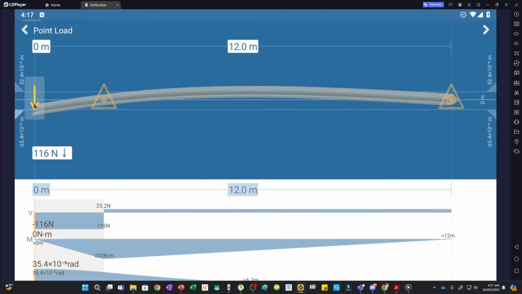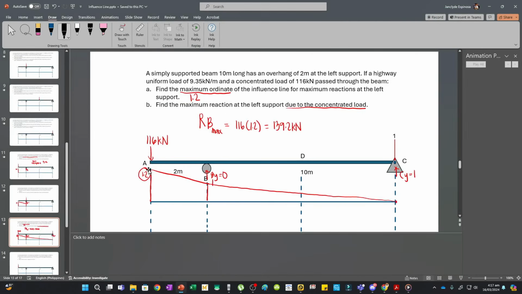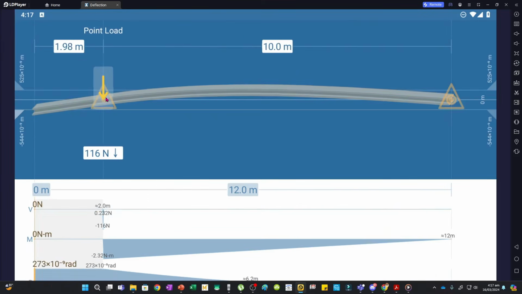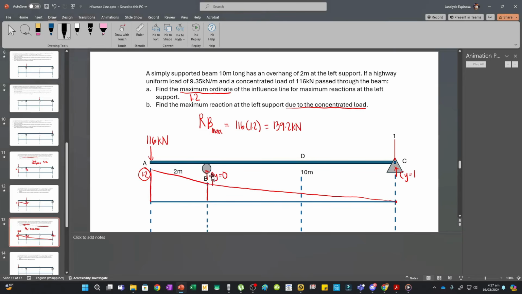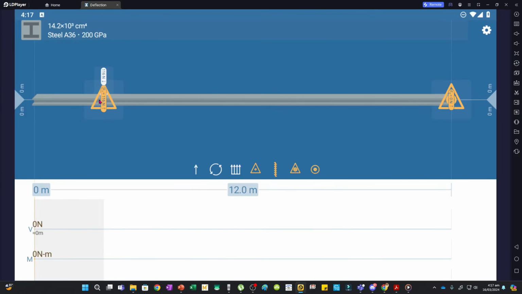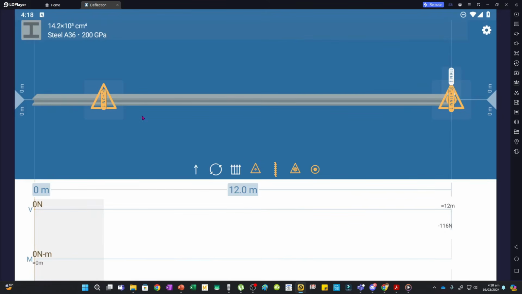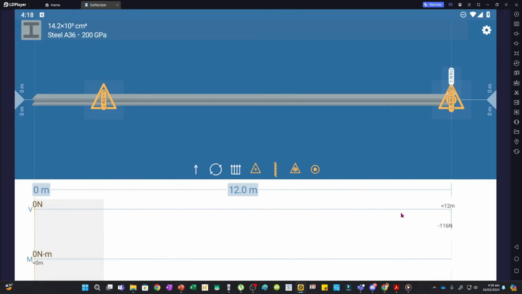Now if we move the concentrated load at any point along the span, then the reaction here must decrease according to our influence line, because it's actually decreasing here. And so if we move this directly over the support, then we have a reaction of 116 kN. Now if we relate that here, the ordinate at this point is 1, and so 1 times 116 will give us 116 if the load is over the support. And then if we move this to the rightmost end, then the reaction here must be 0, because the ordinate here is actually 0.